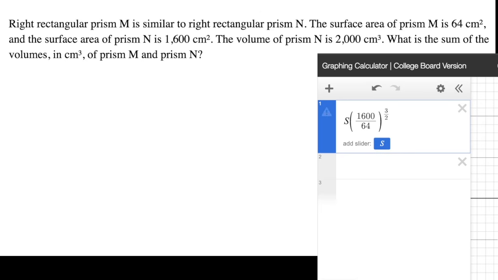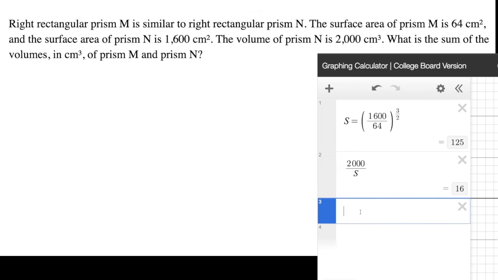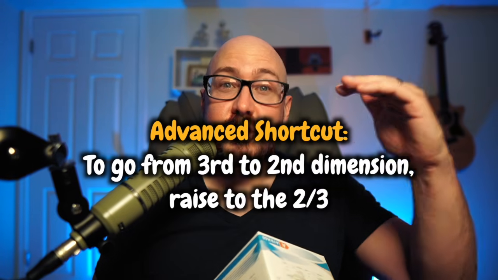We'll call this S for the scale factor that we want. And then we could just say 2,000 divided by S. Again, we're going to get 16. And then same deal, 2,000 plus 16 is 2016. And then if you think about it, we can do the same thing if we started with our third dimension. If we started with the third dimension and we wanted to go back to the second dimension, we could raise it to the 2/3.